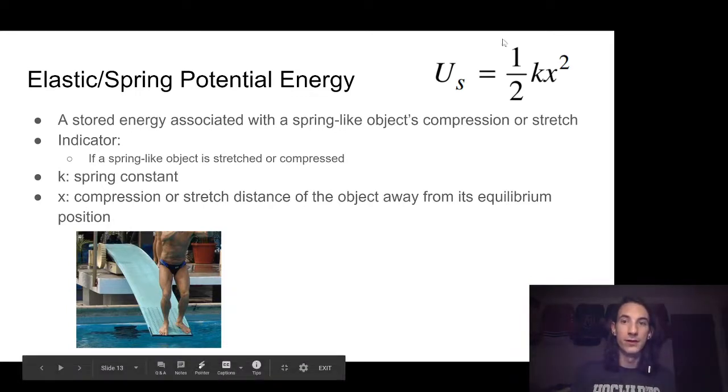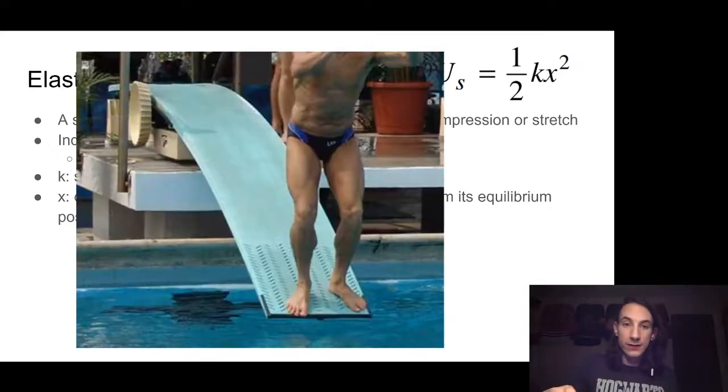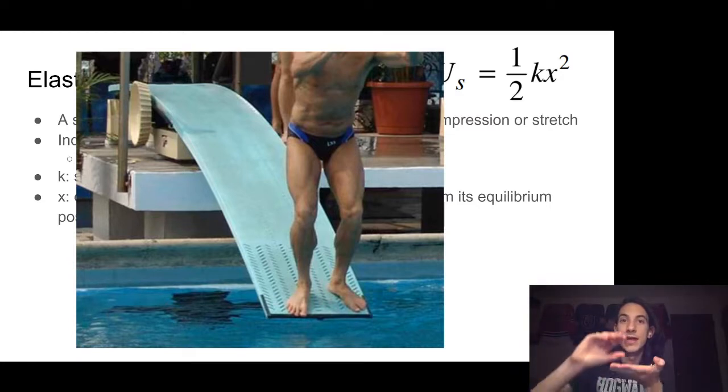So we have this equation, 1/2 kx squared, where k is our spring constant, and x is just the distance you're compressing or stretching it from its equilibrium position. Here's an example. I like this example because it's not as obvious as a spring. If you're jumping on a diving board, the board physically bends, compressing or stretching away from its equilibrium position, and it gives this person some energy. They jump down on it, and this energy is stored in the board, and it lets them get to a higher height than they would have if they just jumped.